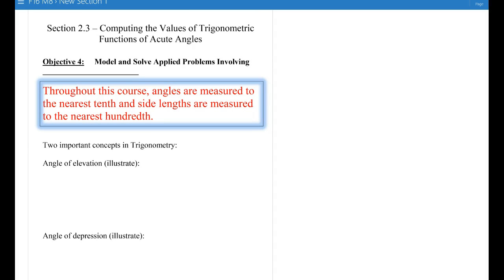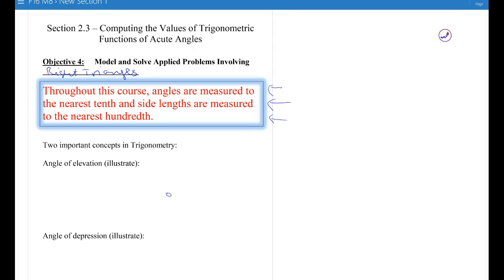So number 4 is model and solve applied problems involving right triangles. And these are very challenging, so we are going to spend some time in class working on them. And make sure you make a note of this box, and I actually have a post-it note on this page in my notes because I keep forgetting it. And it's very important because my math lab is very particular about this. In the rest of this course, angles are measured to the nearest tenth of a degree, and side lengths are measured to the nearest hundredth. So we'll talk more about this in class, but really important concepts in trigonometry.